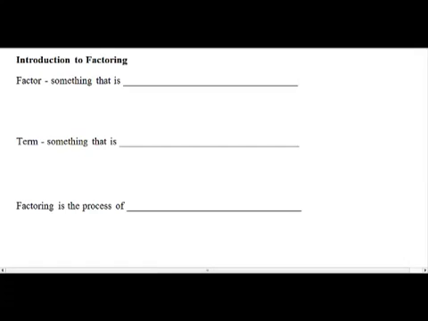Introduction to Factoring. First, let's investigate some of the vocabulary we'll be using over the next few lessons. First off, a factor is something that is multiplied. So things that are factored are things like 3x and times 2x. So those things are multiplied.